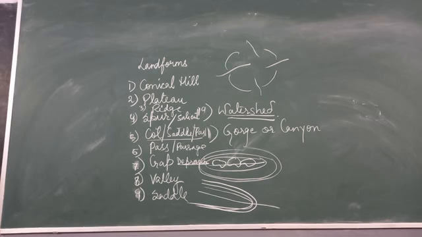Gorge or canyon is the next one. What is gorge or canyon, children? It is a deep and narrow valley having steep slopes. Its contour line is the same as a V-shaped valley. What is the difference? The contours of a gorge are closely spaced and V-shaped ones are very narrow. This is the major difference between the two.